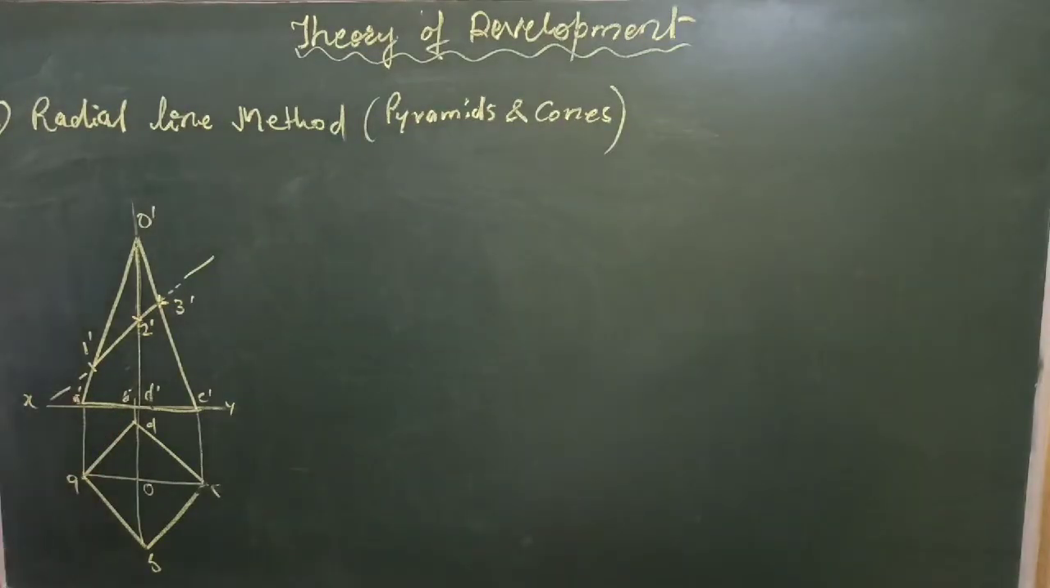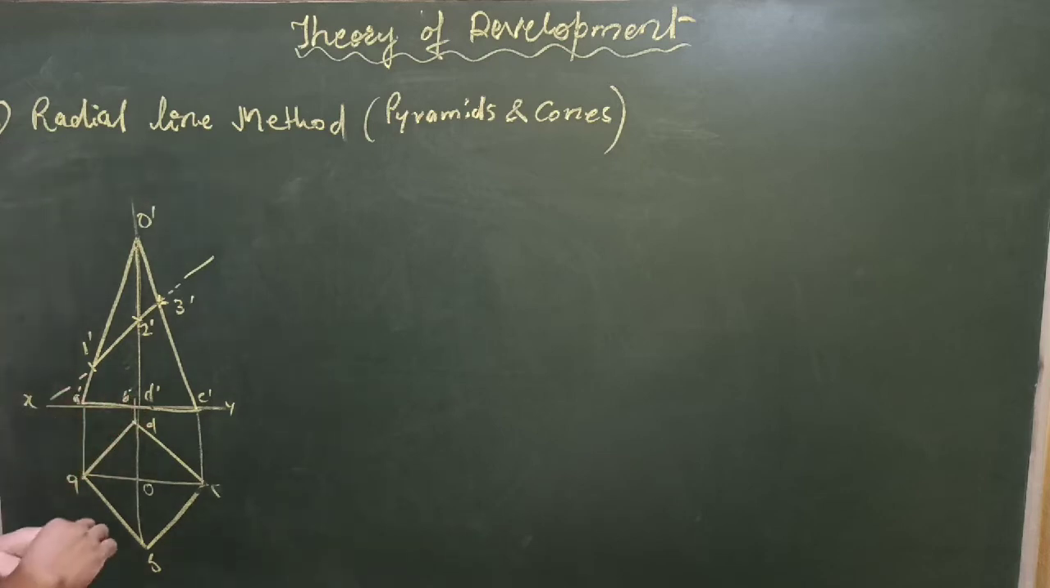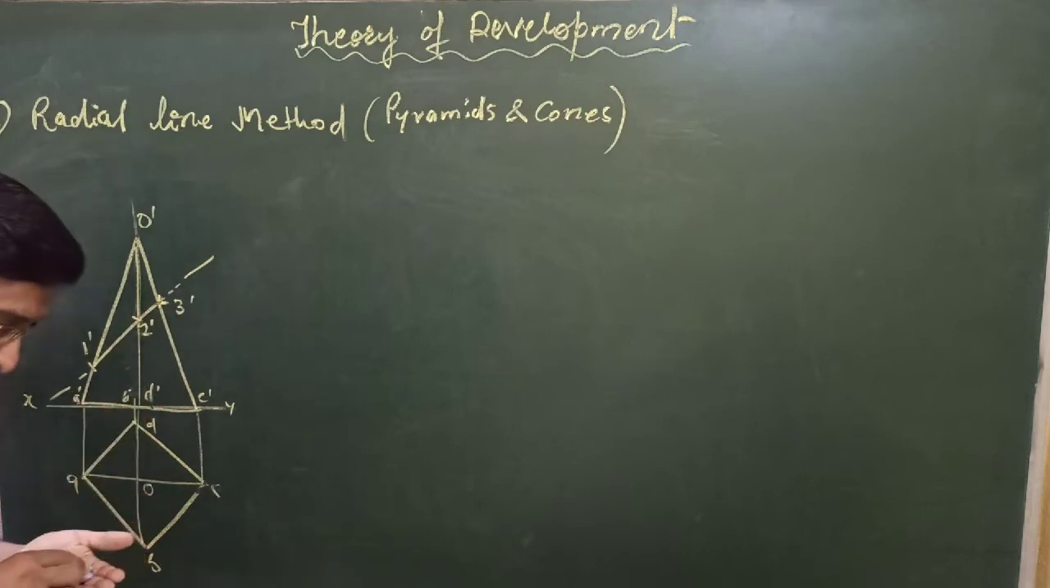So let's start. Here is a pyramid, a square pyramid, which is positioned like that. Its base sides are equally inclined to the vertical plane and the solid is resting on HP in simple position. It is being cut by a cutting plane like this. The details will be given in the question itself.